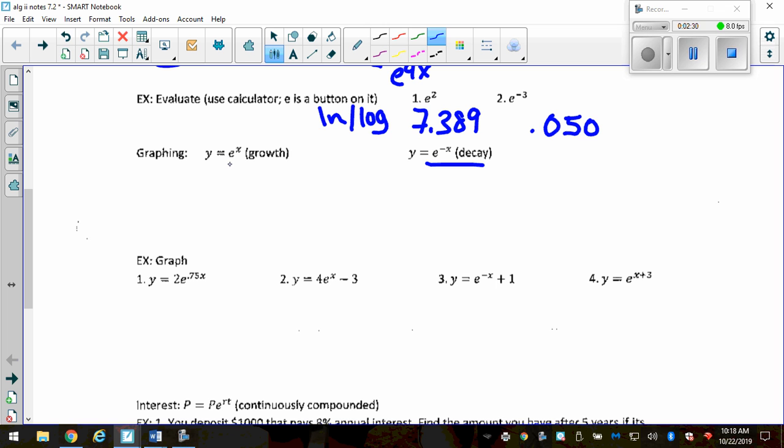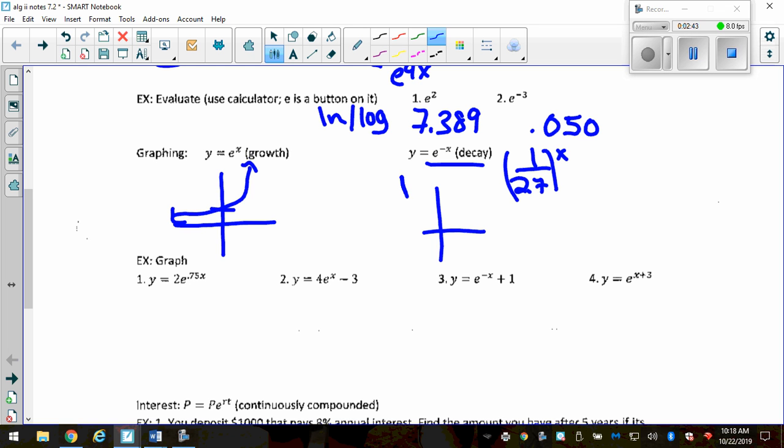When we're graphing here, e is 2.7, so that would make it a growth. So it's just like what we did in the previous lessons, where e to the x would be a growth. And this would be 1 over 2.7 to the x, which is a decay picture. If it's ever a negative, it's a decay.